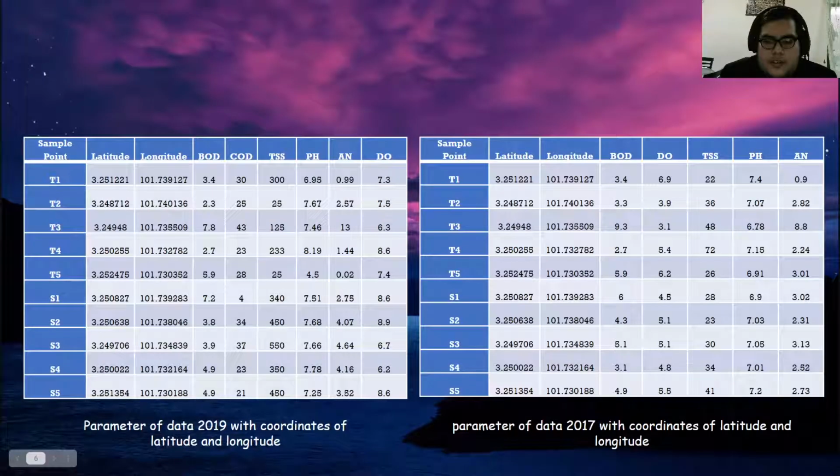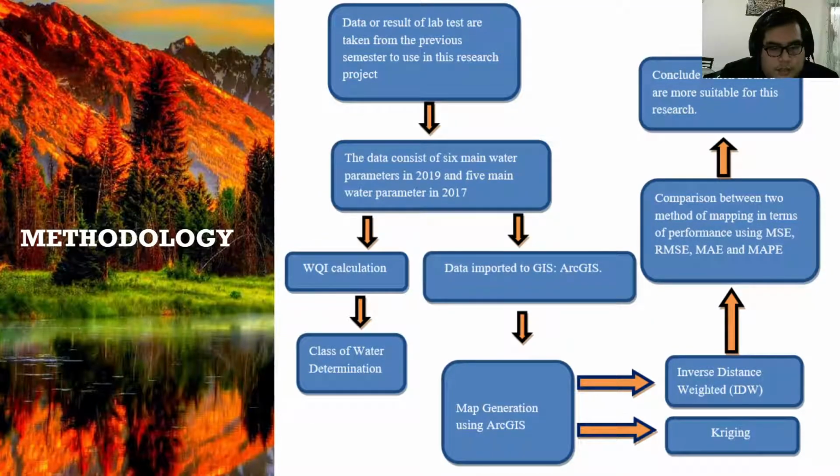Next, after that, we go back to the flowchart. Then, after all data are updated in ArcGIS, step-by-step procedures were done to spatially interpolate the map using the two methods of IDW and ordinary kriging in ArcMap.